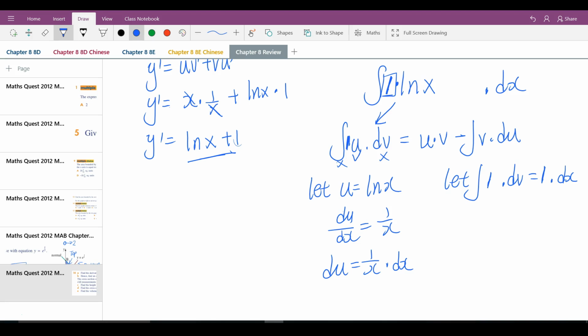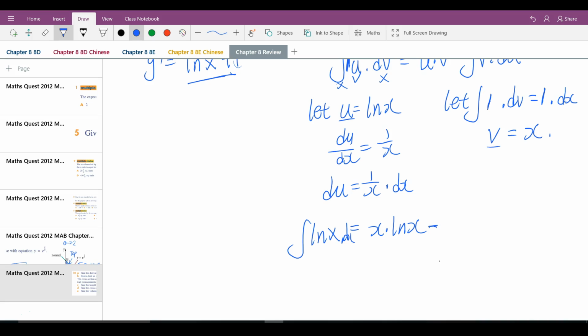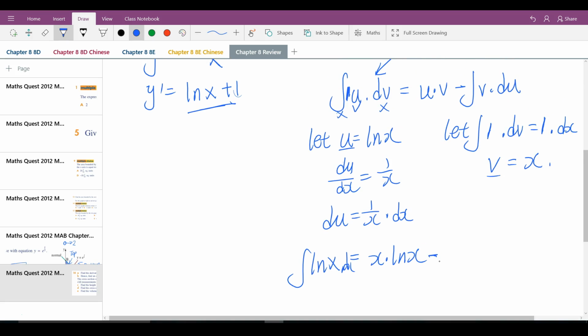And so that means v is equal to x. Okay. All right, so then we can write the function. Integrating ln x with respect to x is equal to u times v, so x times ln x minus, look at our equation on top, minus integrating v du.